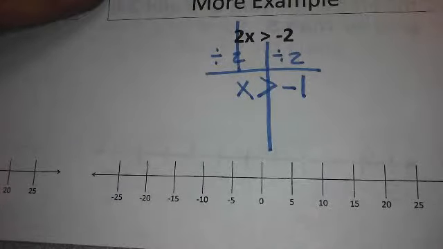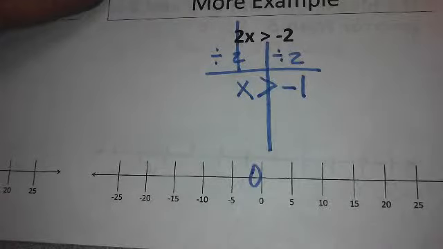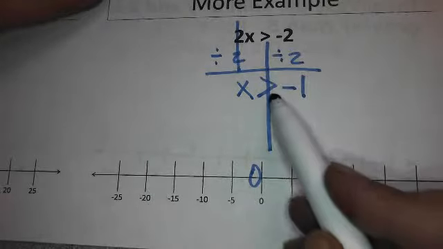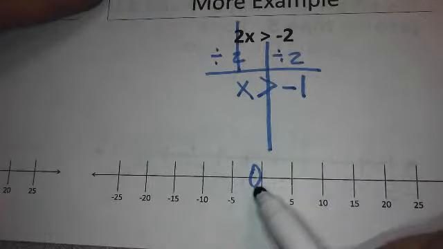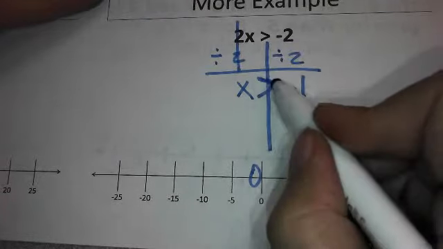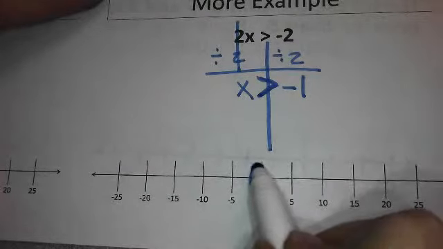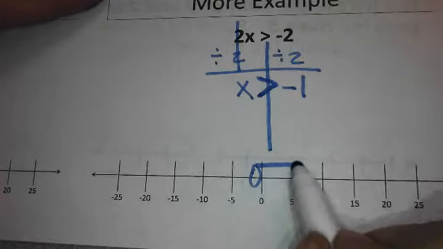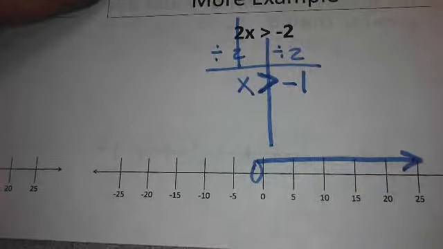To graph this inequality, go to -1 and put a circle. Look at the inequality sign. There's no equal sign, so it's going to be open. x is greater than -1. Greater than means to the right of -1. So all of the numbers to the right of -1 are part of your solution.